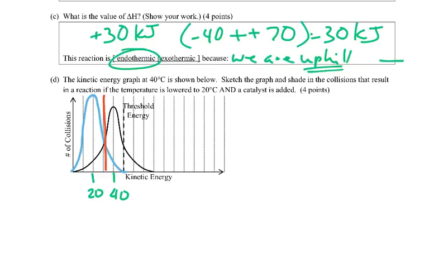So I want everybody past the red line under my blue curve, so this here. Different people's answers can look a little bit different, but the idea is the blue curve should be centered 2 lines over, and the threshold energy is going to be moved over somewhat, and then color in the value. Okay, so that's my shading in the collisions that result in a reaction. My blue is the temperature lowered, and the red line is the catalyst added. And that's my answer.